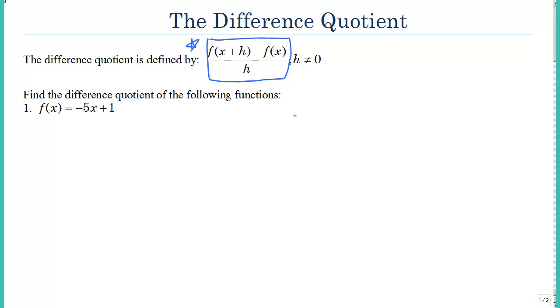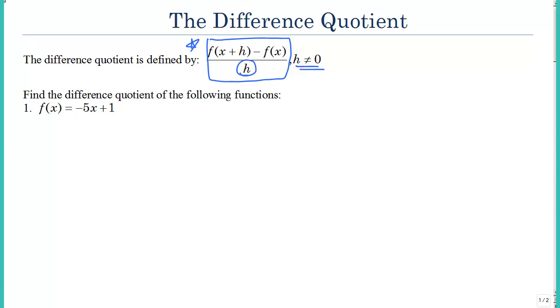They may not have called it the difference quotient, but here it is. And so notice we're going to find f of x plus h. We're going to subtract f of x, which is going to be the given function, and divide by just h. Now out here, they're just saying h cannot be 0 because you don't want to divide by 0. So let's just start with a linear function.